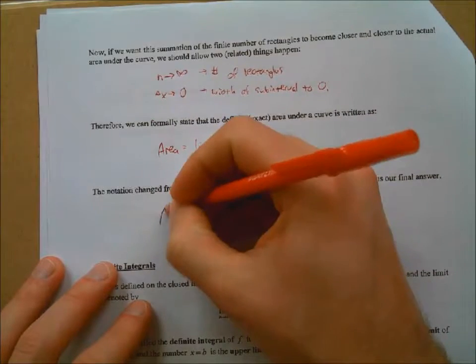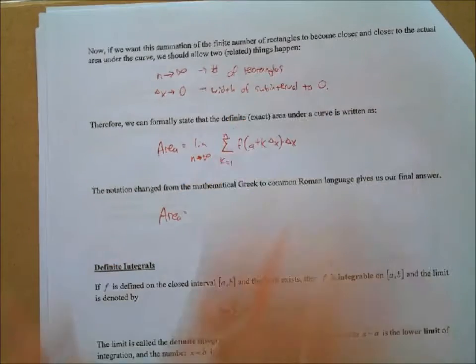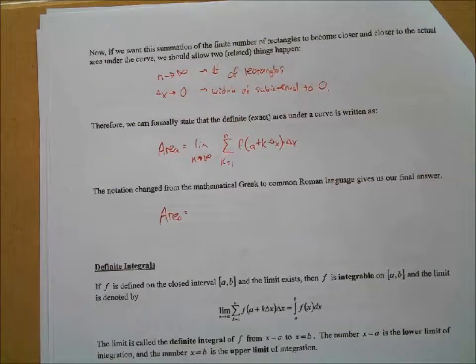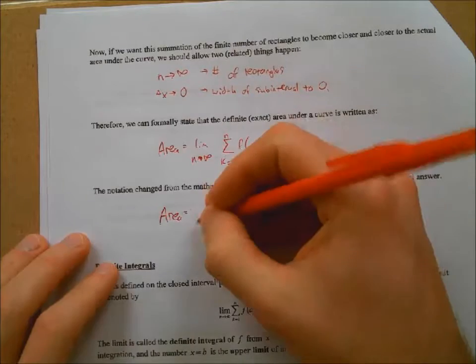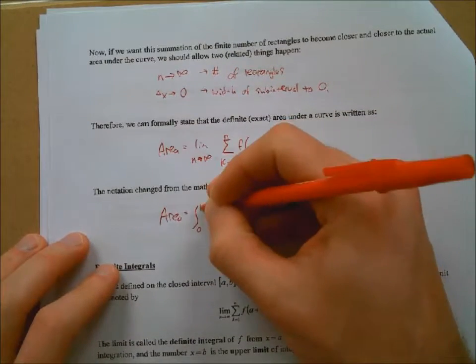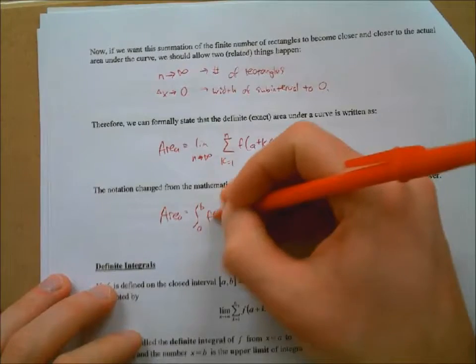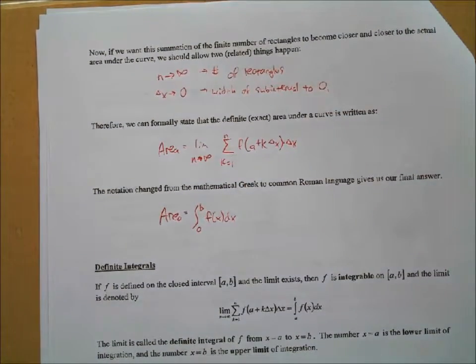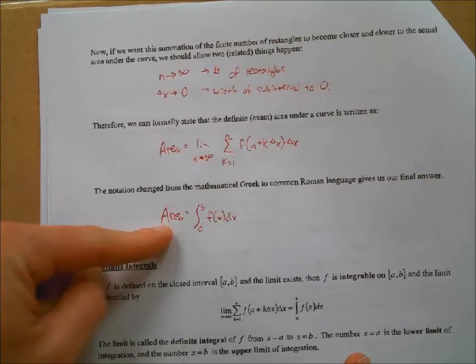So we can also change the notation from the Greek stuff that you see here to a more common Roman notation. This is it. Mathemagic, voila, poof. Presto change-o, we're going from this to this.